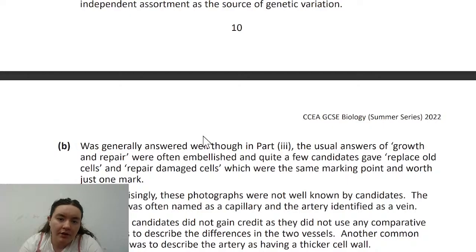So part B then was generally well answered, although part 3, the usual growth and repair, were often embellished, and quite a few candidates gave replace old cells and repair damaged cells, which were the same marking point and worth just 1 mark. So yeah, it is just growth and repair. So I explained them and embellished them and explained why they're the answer.